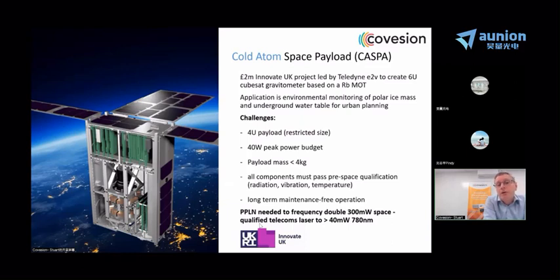Obviously, all the components used within the satellite must also be space qualified and therefore robust to radiation, vibration, temperature, etc. And of course, since the satellite will be in orbit for a number of years, we need long-term maintenance-free operation. So in this case, the technology chosen for the sensor itself was based on a rubidium magneto-optical trap. And you can perform the gravimetric sensing part of it by performing atom interferometry.